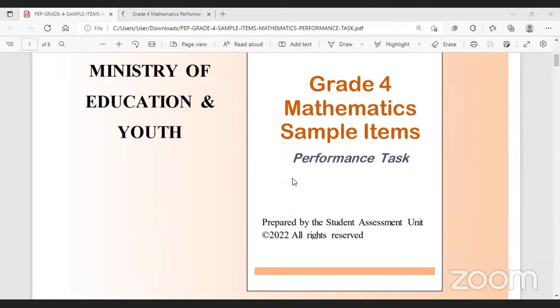Today we're going to be looking at the grade 4 mathematics sample item. This is the 2019 performance task. Similarly to the grade 5 performance task, there has not been an administration of a performance task since the 2019 grade 4 performance task. So this year would be the second time administering a performance task, or the second year.